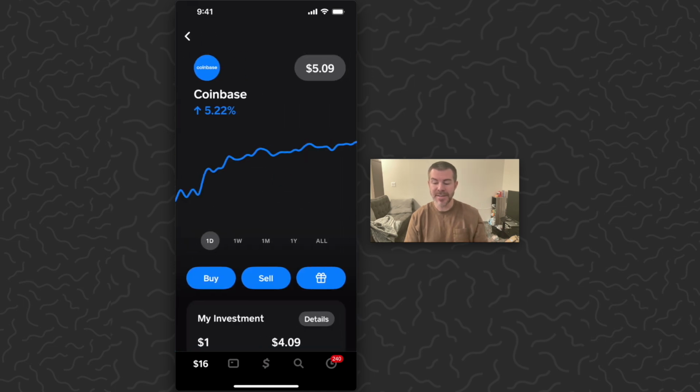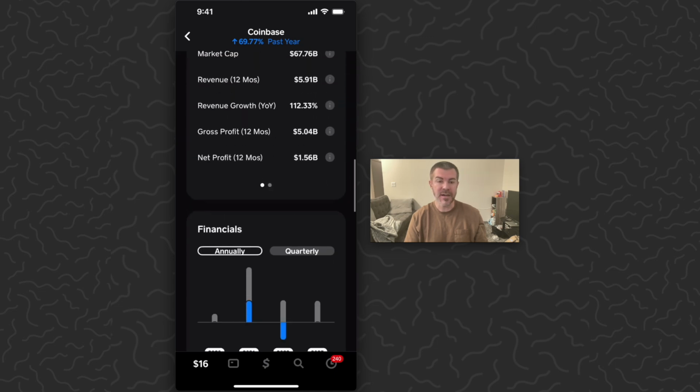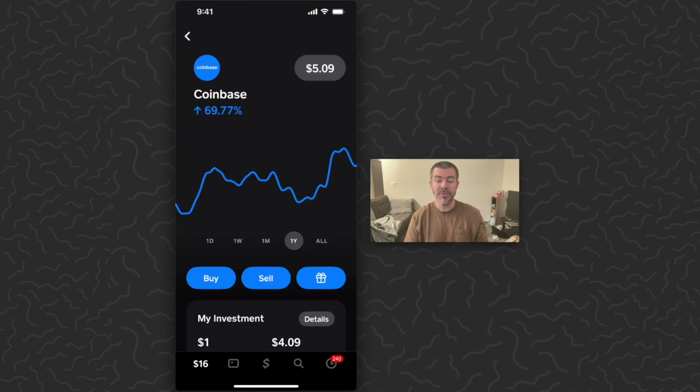Once you tap on any stock, it's going to have a chart for the performance of that stock as well. You can also select different time frames. You can scroll down, see your total investment and performance, get some news about this stock and more key information. If I want to buy this stock, I would tap the buy button.